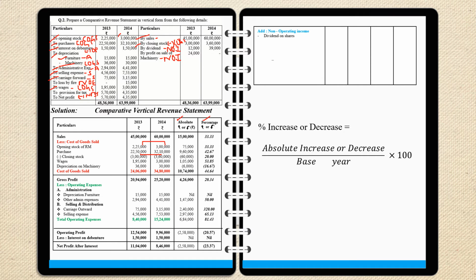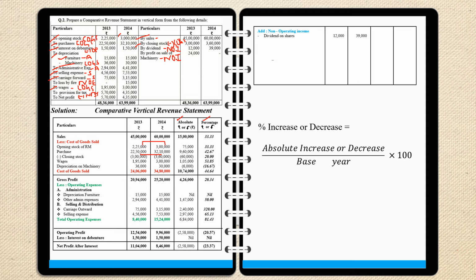Okay, then 1,15,000 no change, nil. Net profit after interest fell from 11,04,000 to 8,46,000. Again a decrease of 2,58,000 which is equal to 23.37%. So the remaining part of the format, we are solving on the next page.